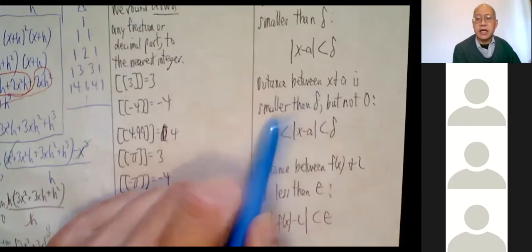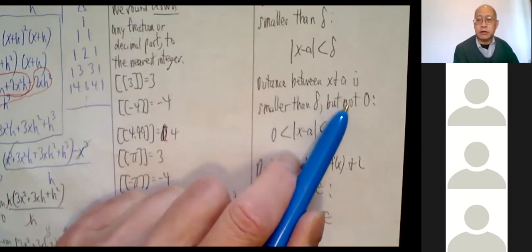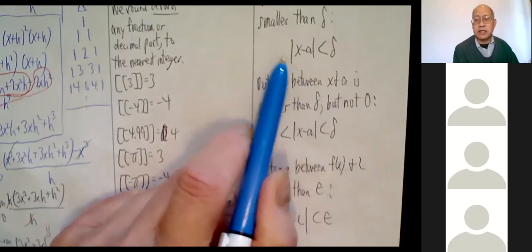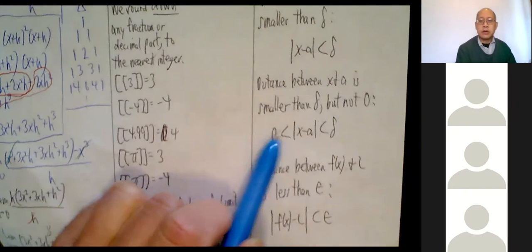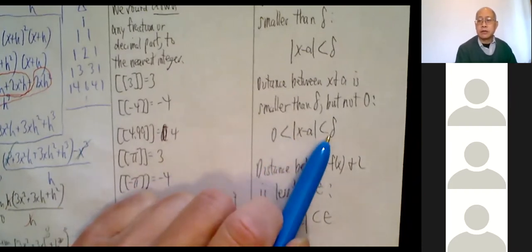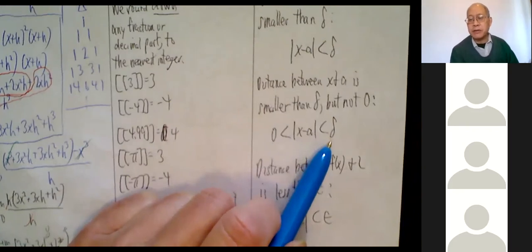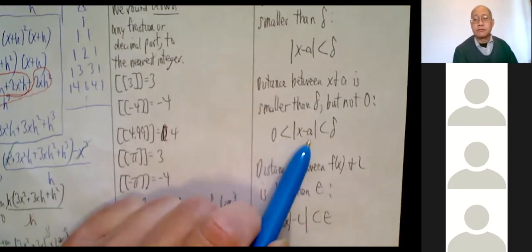The distance between x and a is smaller than delta, but it's not 0. Greater than 0. That's because when I do the limit stuff, I don't want x to equal a. So I have to write this now: 0 less than the absolute value of x minus a less than delta. This is just an introduction. Your head might be spinning right now. That's okay. Don't worry about it for now, but we're going to end up with a lot of this stuff.